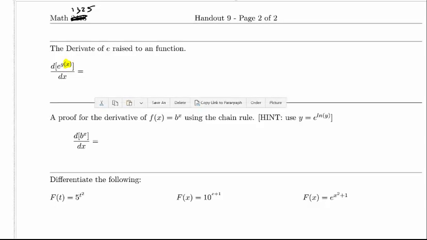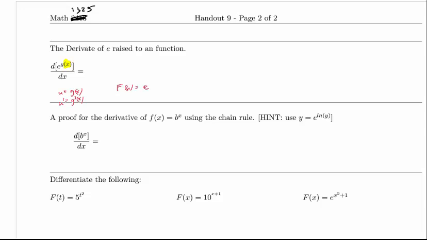And so we got, let u equal g(x). And so what is u prime? U prime is simply g prime of x. Okay, cool. And so what is our f of u? Well, f of u is simply e raised to the u. And so f prime of u equals e to the u.